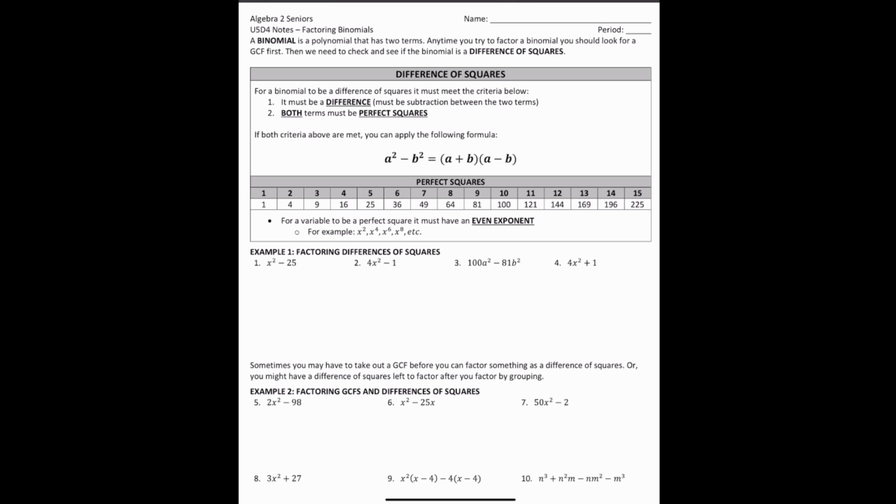Welcome to Unit 5 Day 4 Notes, Factoring Binomials. A binomial is a polynomial that has two terms. Anytime you try to factor a binomial, you should look for a greatest common factor first. Then we need to check and see if the binomial is a difference of squares.